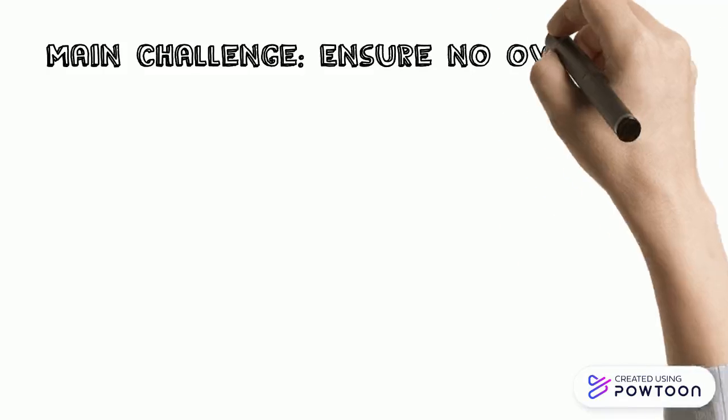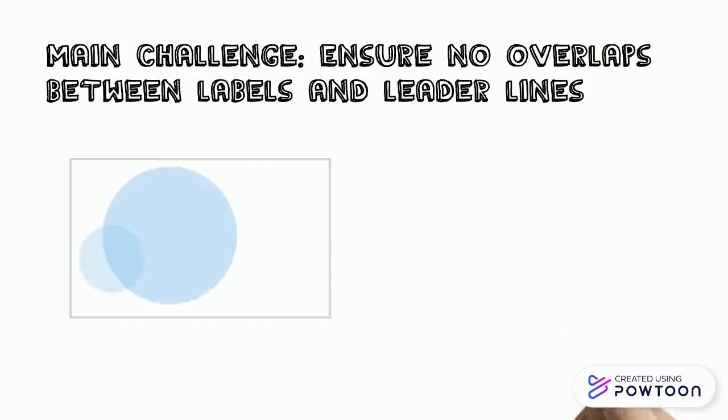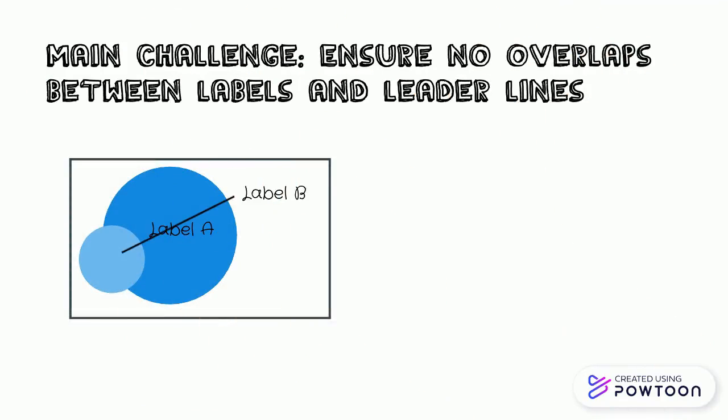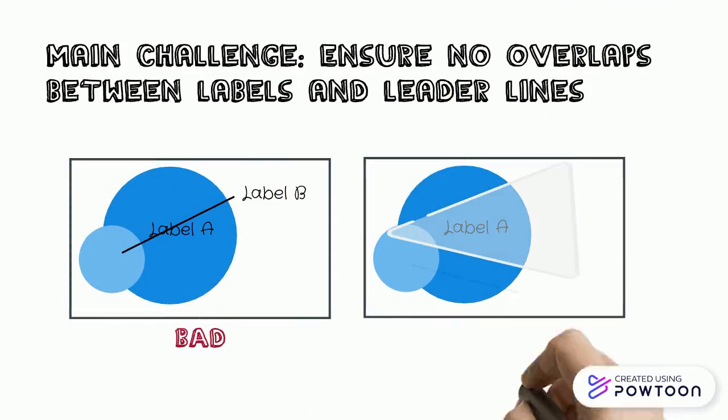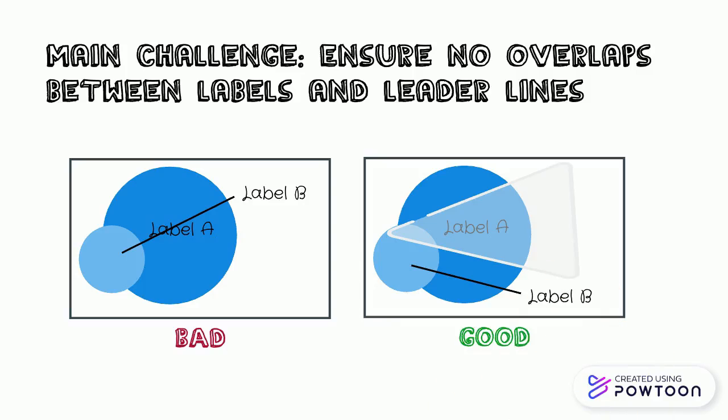The main innovation and certainly main challenge of this method was ensuring that there are no overlaps between labels and leader lines. To prevent this, when a label is placed, the algorithm creates a restriction zone around it where no other labels or leader lines can be positioned.